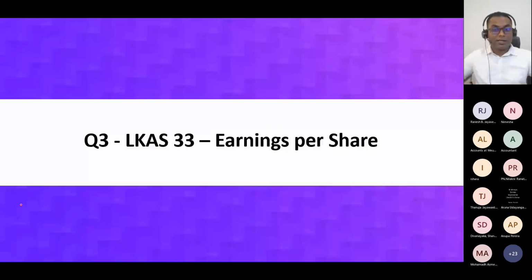Right. Let's look at question number 3. That is from the earnings per share standard, LKAS 33. Before starting, one more announcement which I need to make. I mentioned at the very beginning of the session that this would be the first session, and the second session would be conducted next Saturday. It seems that we need to have one extra session as well.